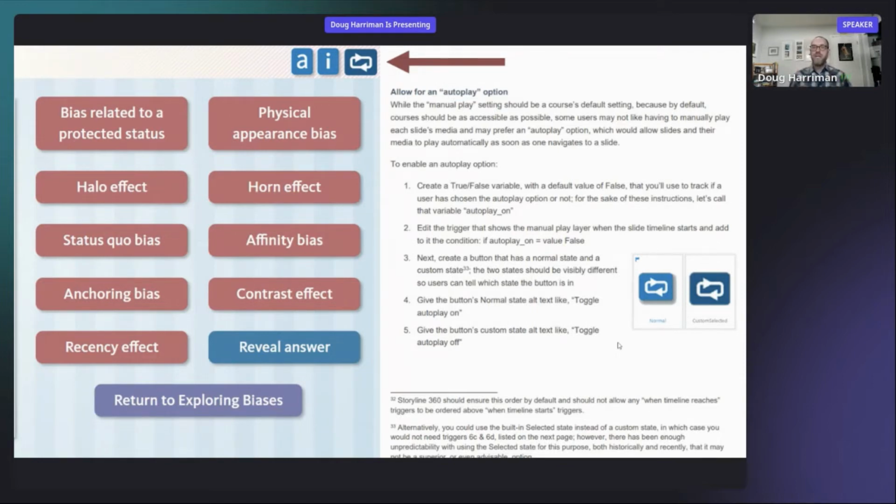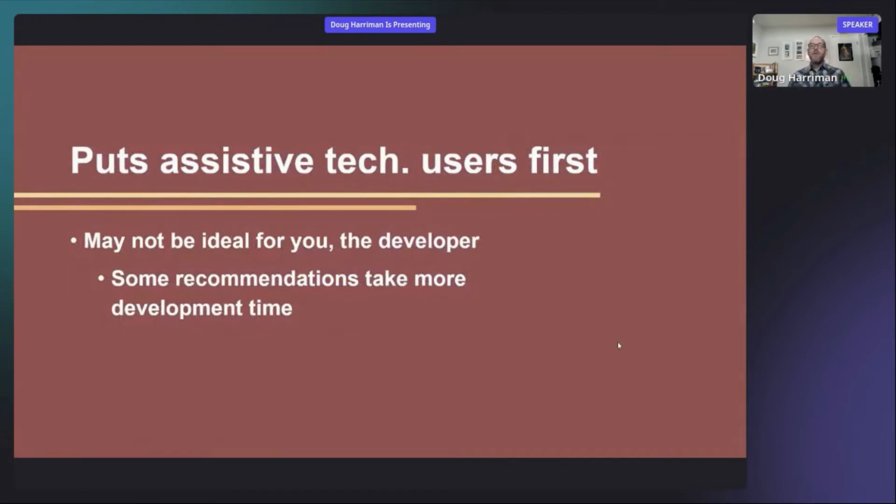If you've got a default state that is more accessible, but maybe not as catered to everybody else's wishes, then you can just provide a setting within the course that will toggle things over from that default more accessible state to a less accessible state that is maybe more in tune with what other people want. Other ways in which we put assistive technology users first with our standards may not be ideal for you, the Storyline developer, as some of our recommendations are going to take a little bit more development time to implement.